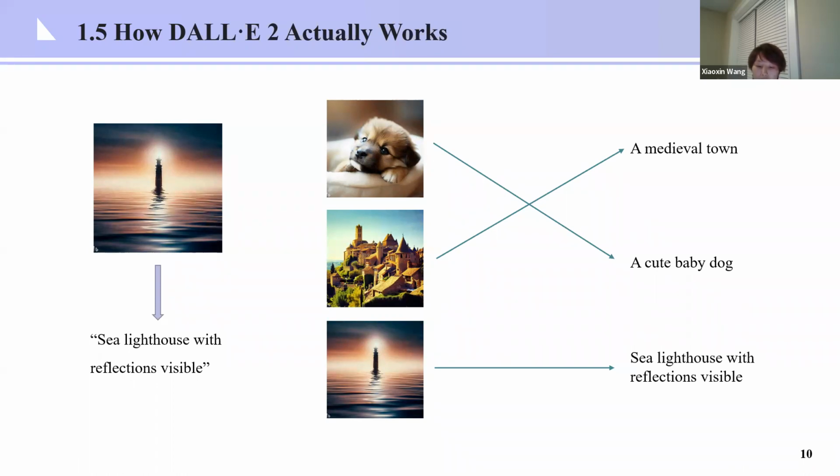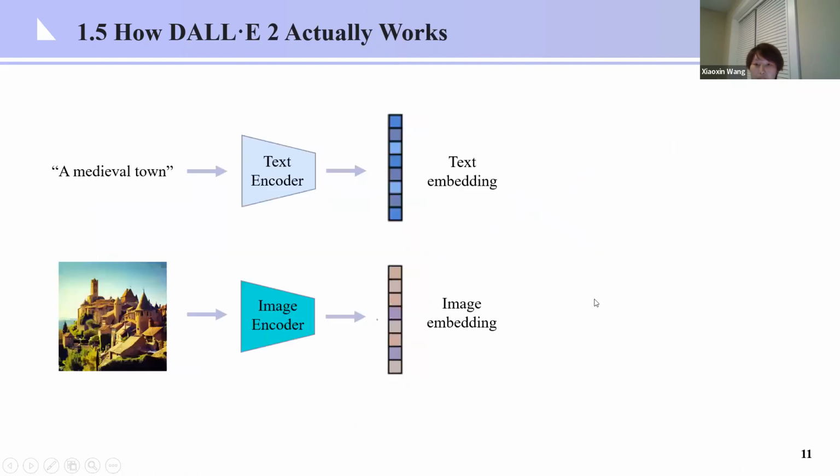CLIP is a contrastive model, so it doesn't try to classify images. Instead, what it does is match images to their corresponding captions. CLIP consists of two neural networks, a text encoder and an image encoder, that are trained on a large, diverse collection of image-text pairs.